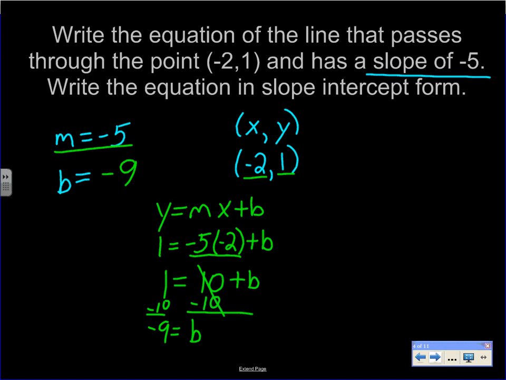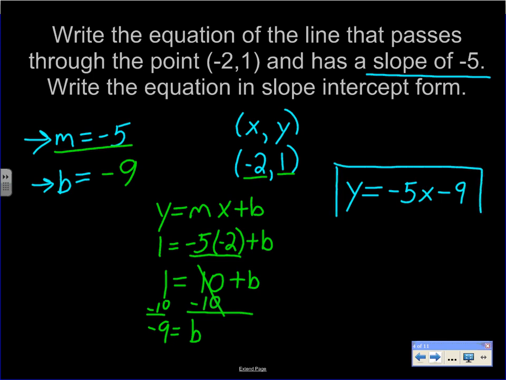Our last step, our step number 4, is to write the equation. So here we have y is equal to mx plus b. m, right here, is -5. x plus b. Here's b, which is -9, so we're going to put -9 there. And we have the equation that has a slope of -5 and passes through the point (-2, 1).